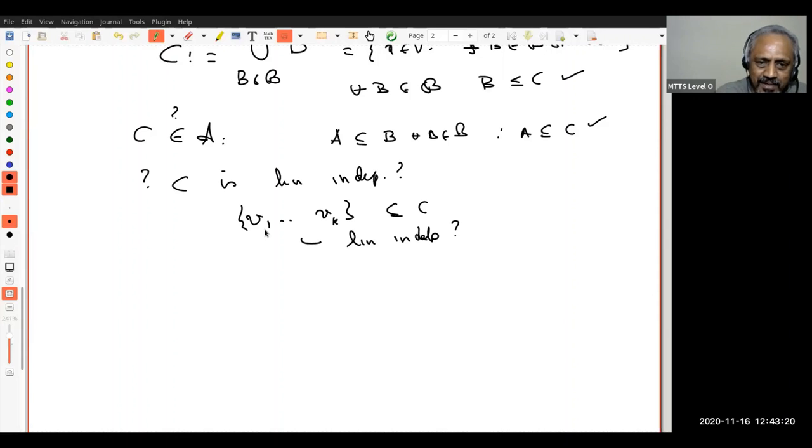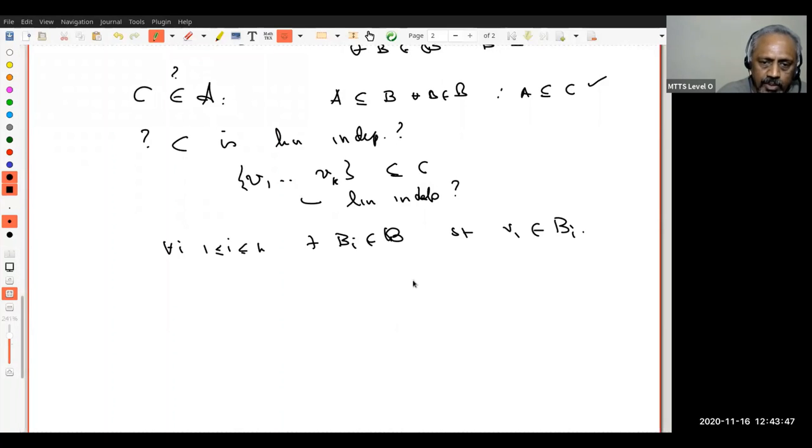Now let us look at V1 belonging to C. Therefore, what do I know? There exists a B1. Therefore, for each i between 1 and k, there exists a Bi in the totally ordered subset B, the chain, so that my Vi belongs to Bi. Yes, because C is the union of all B. You understand? Now, what do I know about this collection B1, B2, ..., Bk?